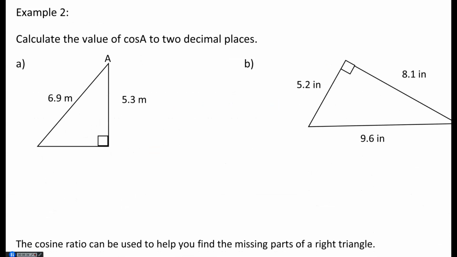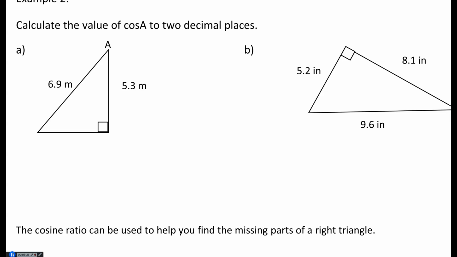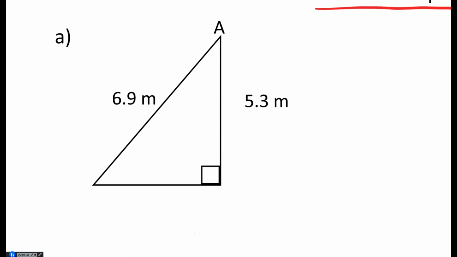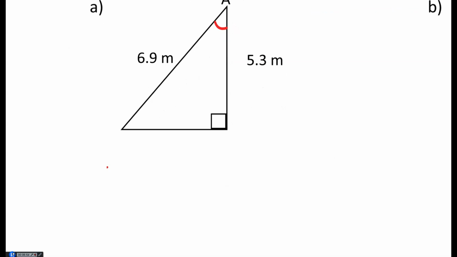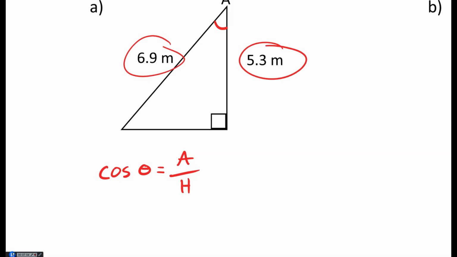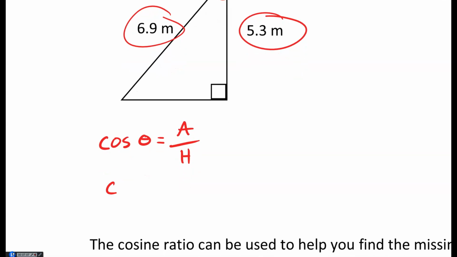Now in the example here, it says to calculate the value of cos A to 2 decimal places. So we're looking for cos A to 2 decimal places. So we have our angle, which is A, right up here. When we're solving for this, we want to use cos theta equals adjacent over hypotenuse. We have our adjacent here, and we have our hypotenuse here.